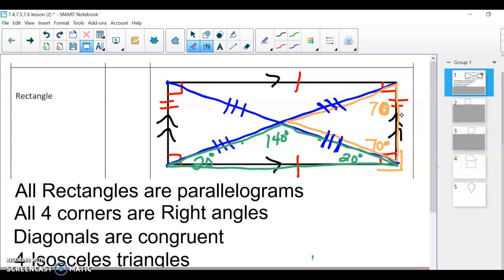Okay. And if those two are 70, then we would know 70 and 70 is 140. So then this would have to be 40. Okay, which you could have known as well because it makes a linear pair.